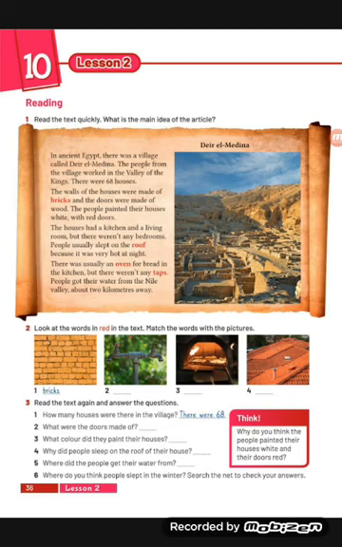Number 5, where did the people get their water from? Very good. From the Nile, as there weren't any taps in this village. Number 6, where do you think people slept in the winter? You have to search the internet to check your answer.